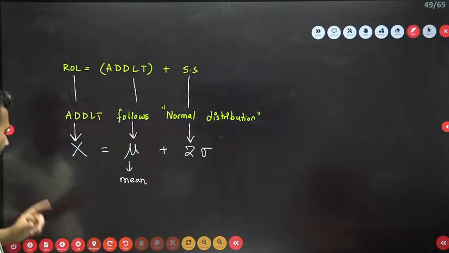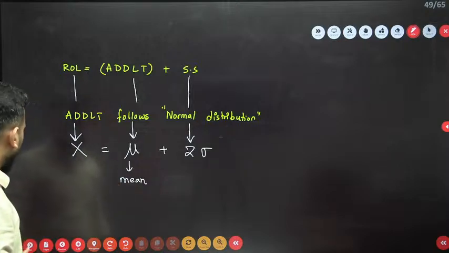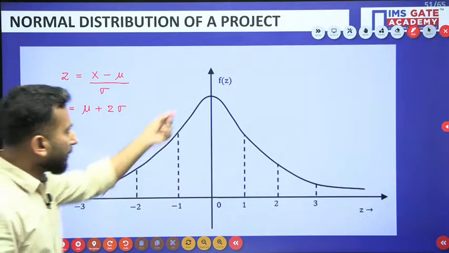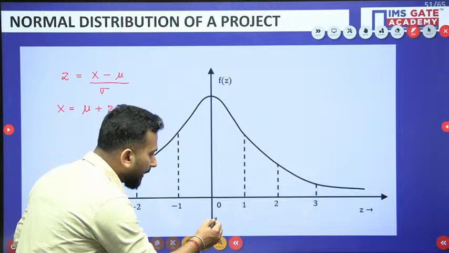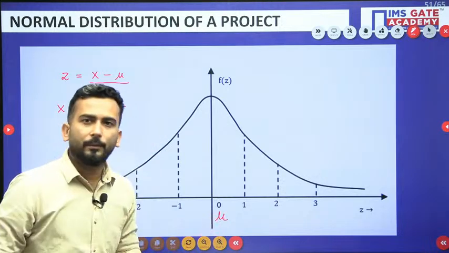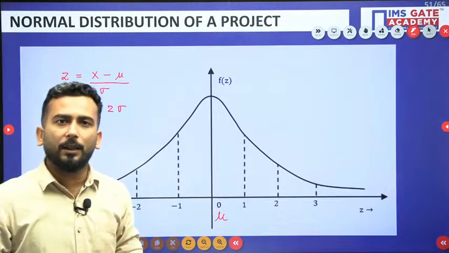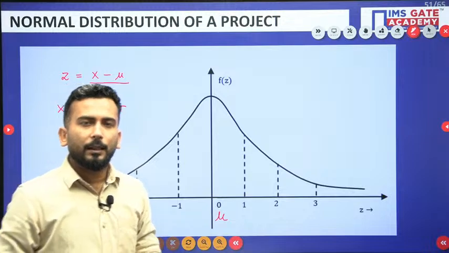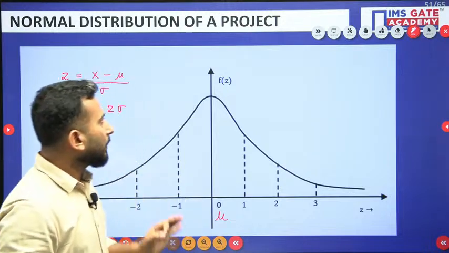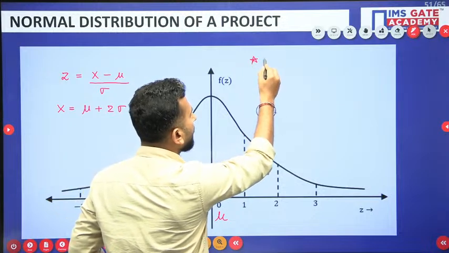Second thing, mean. Where is mean in the normal distribution? So it is exactly in the middle, and that is your mu point. This is the mu point. And after mu, whatever is there, that is your Z sigma or the safety stock. Right?